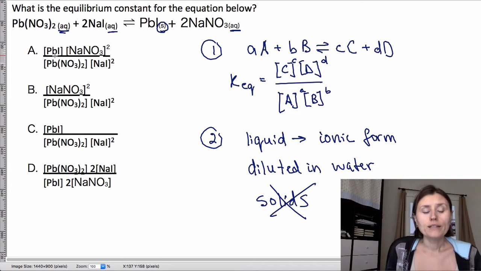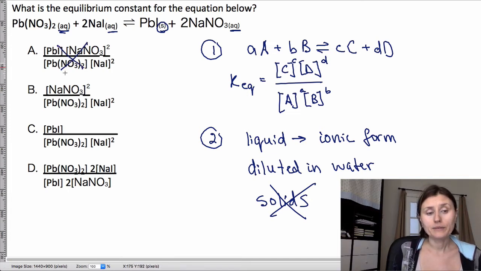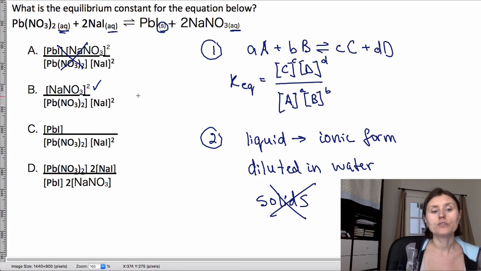So for part A, we obviously do have lead iodide included, so that would not be correct. For part B, we do have one of the products listed on top and to the power of its own coefficient, so this part is correct. The lead iodide is omitted, which is correct, and then also it's divided by the concentrations of the reactants, which is correct. So this could potentially be a correct answer.